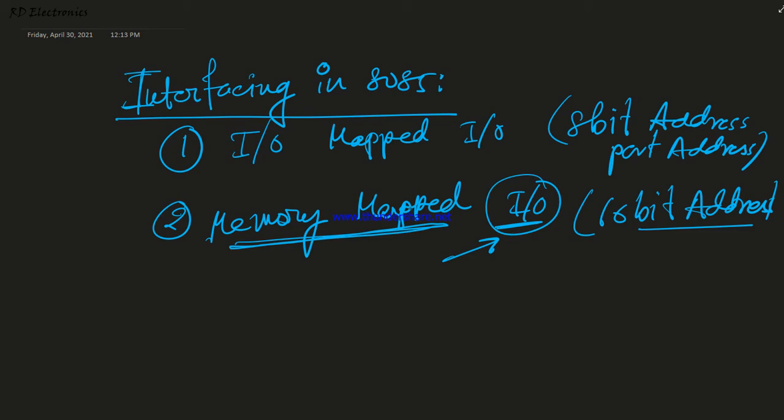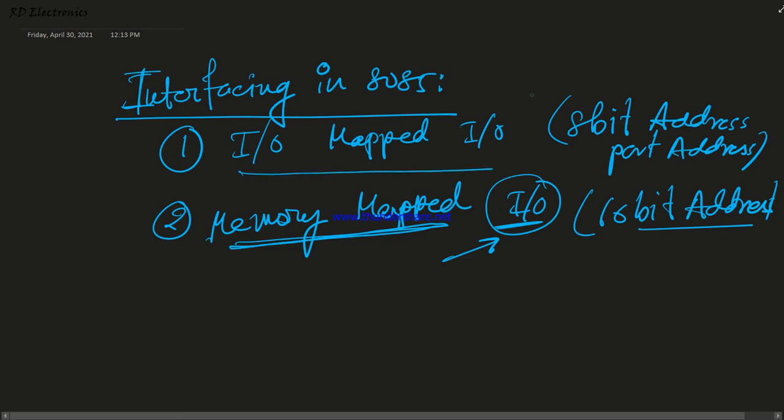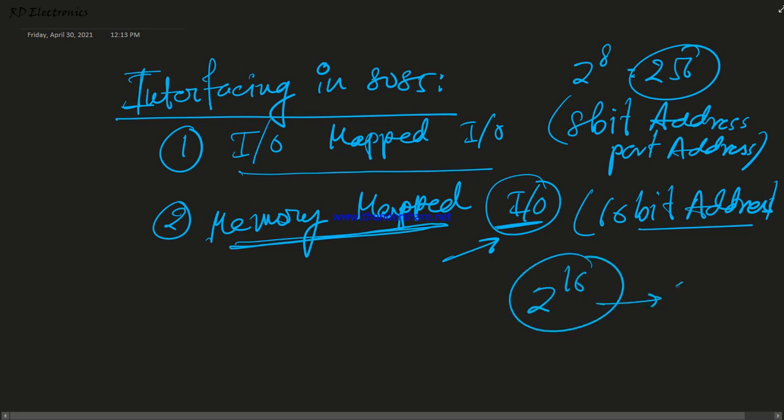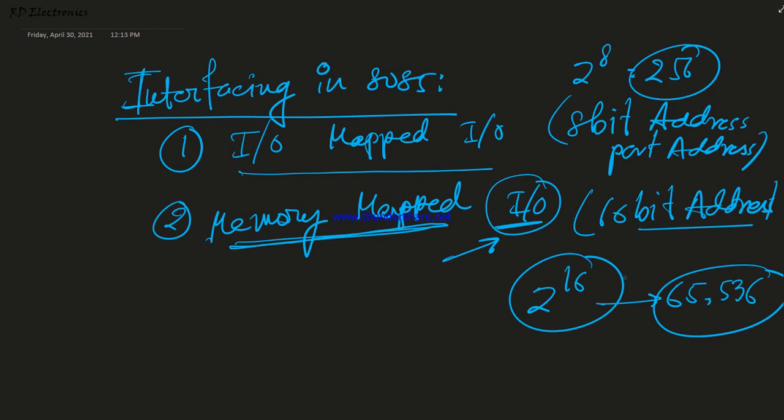So what are the limitations? In IO mapped IO, 8-bit port addresses are used. That's why here we can use a maximum of 2 to the power 8, that means 256 devices, connected individually in the IO mapped IO technique. But here a large number, 65,536 port devices, 2 to the power 16, can be connected. 65,536 ports are selected in the memory mapped IO technique. So this is our first difference.